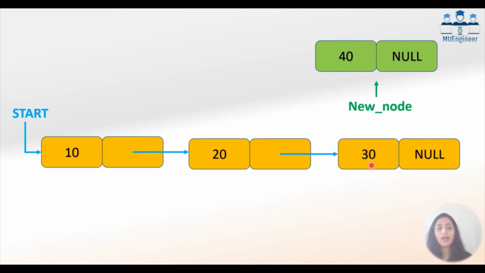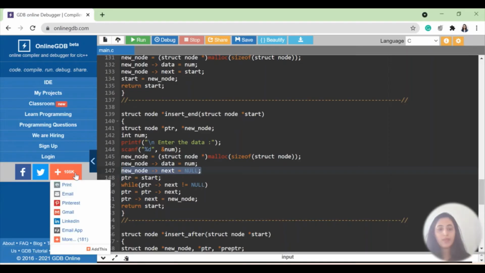So what I will do now is use something called PTR. The PTR will start from the beginning of the linked list, because we cannot directly jump to the end of the linked list. The end node's address is with the preceding node, so we have to traverse from start to end.